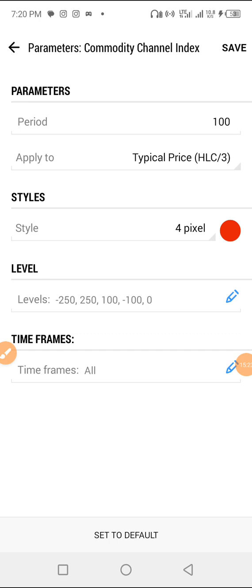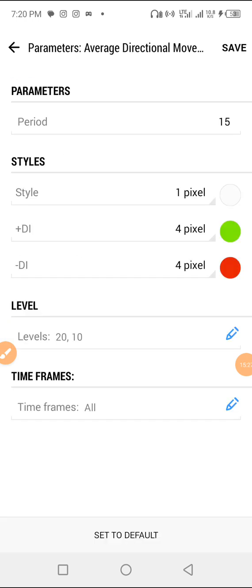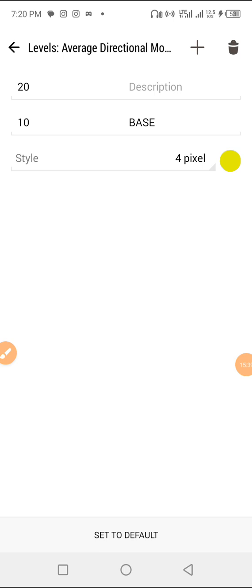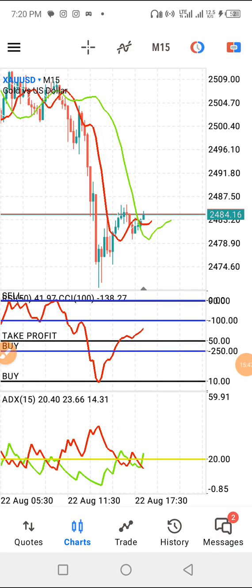Then the last indicator you're going to add is the ADX, period 15. Style should be your background color. Positive DI should be green. Negative DI should be red. Then the levels should be 10 and 20. Remove that 10, we don't need the 10. So it's just 20 only. Then click on save. So when you're through, you see.